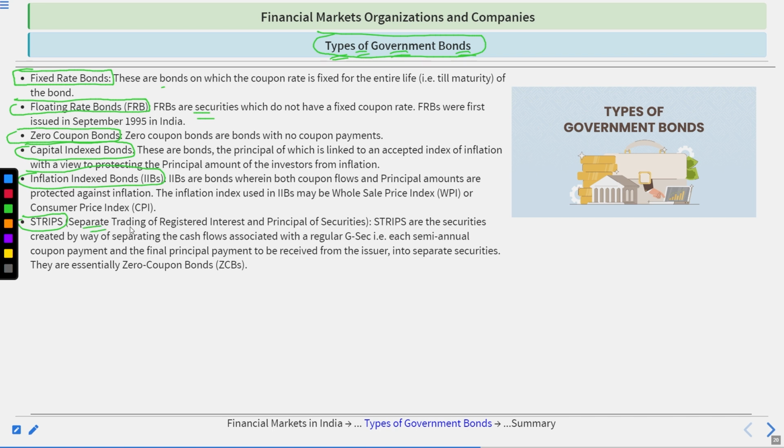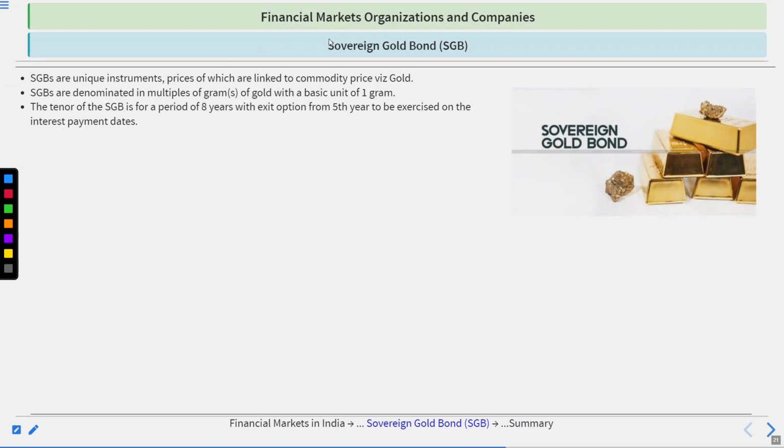STRIPS, separate trading of registered interest and principal of securities. These are securities created by separating the cash flows associated with a regular G-Sec, therefore each semi-annual coupon repayment and the final principal payment to be received from the issuer become a separate security, and these are essentially zero coupon bonds or ZCBs also.